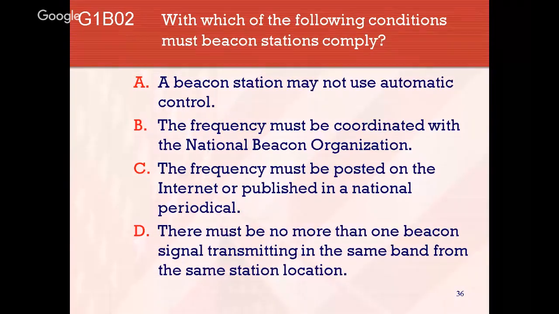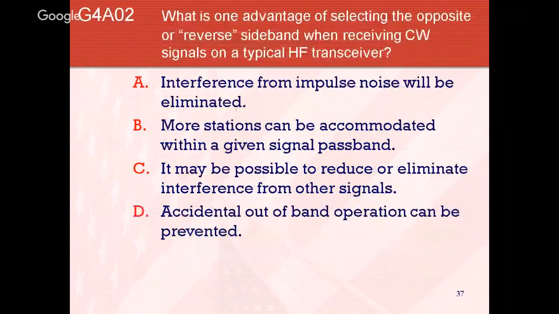With which of the following conditions must beacon stations comply? There are certain conditions that have to be met as far as beacon stations are concerned, and you're limited to the number of beacon stations you can use. So there must be no more than one beacon signal transmitting in the same band from the same location. In other words, if you put a beacon station on, let's say 10 meters, for instance, on 28210 or something of that sort, that is the only one you can put on the air. It makes no sense anyway to put another beacon station on 28220, because you're in the same area, the propagation is going to be the same on 220 as it is on 210. But you're not really allowed to put more than one station anyway.